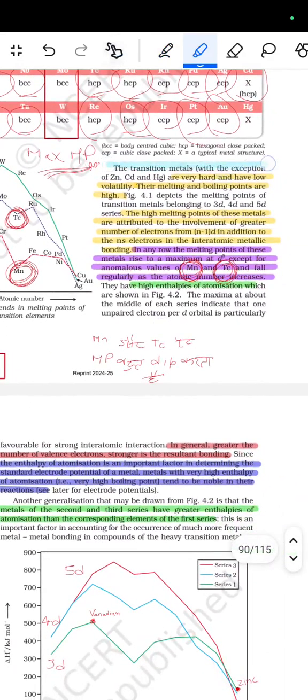तो आगे है कि the transition metals with the exceptions of Zn, Cd and Hg are very hard and have low volatility.